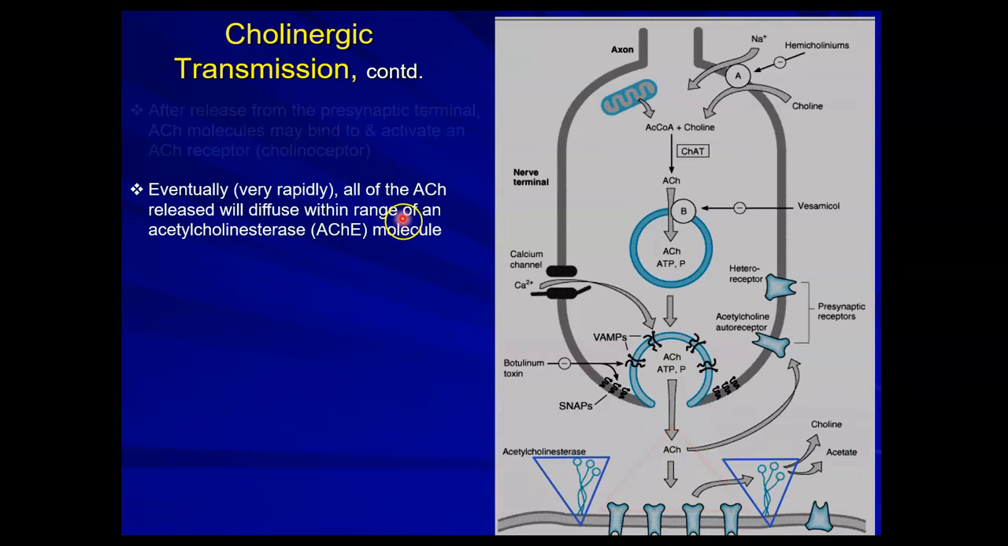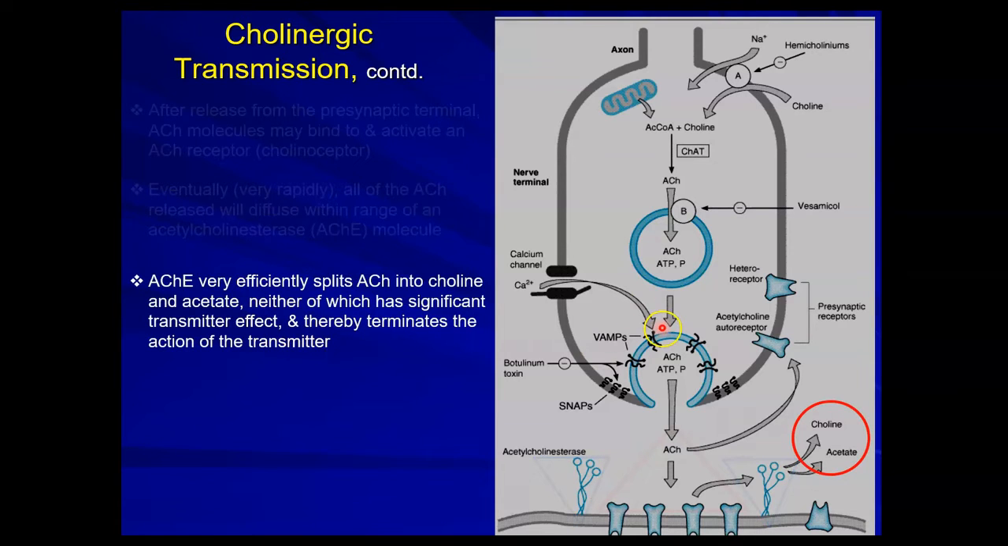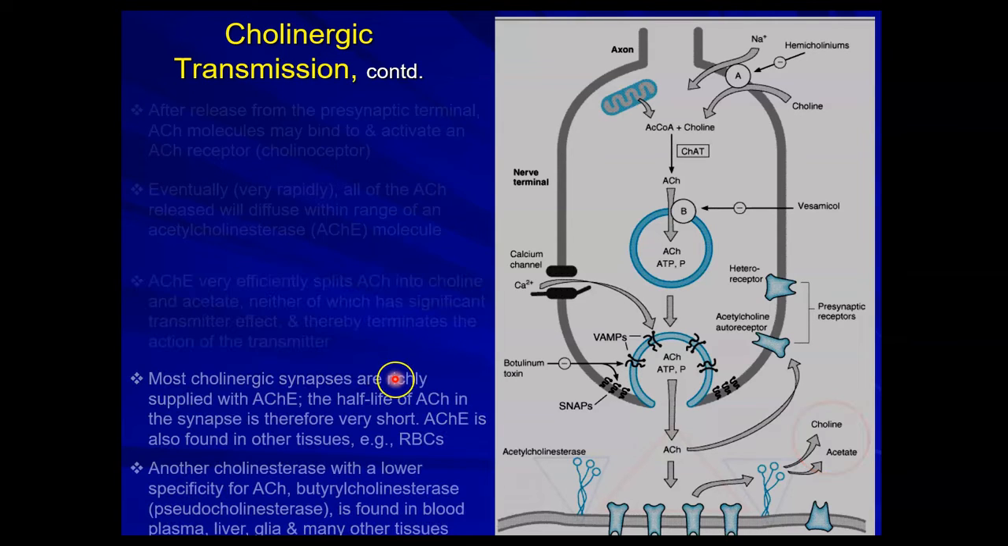Because there is the enzyme acetylcholinesterase, which degrades acetylcholine back into choline and acetate. Neither choline nor acetate has any significant transmitter effect, thereby terminating the action of acetylcholine. Most cholinergic synapses are rich in acetylcholinesterase. That's why the half-life of acetylcholine in the synapse is very short. Acetylcholinesterase is also found in RBCs.